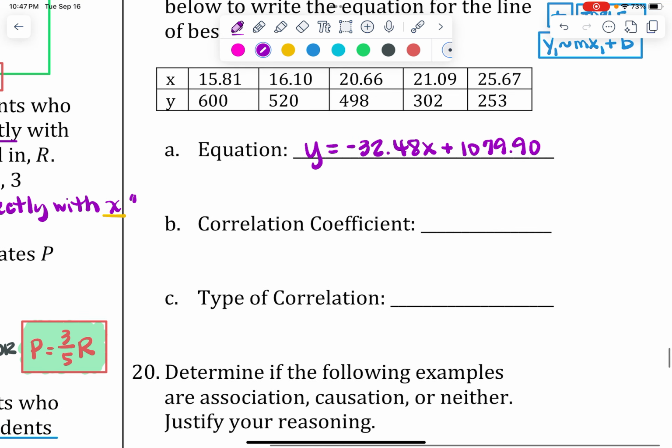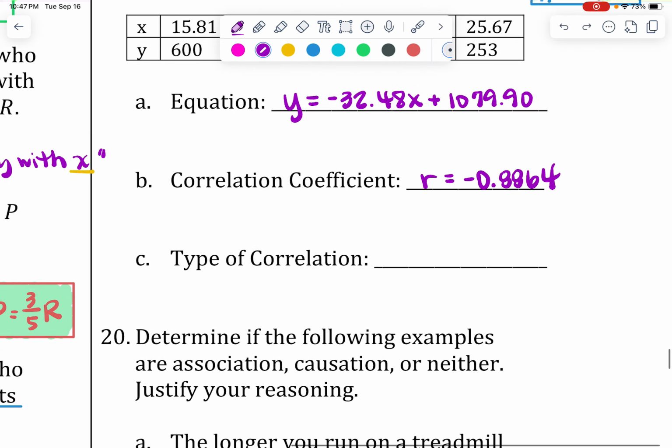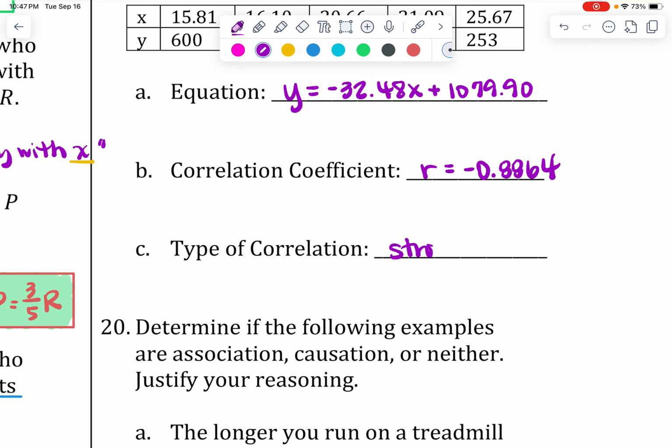Then it wants you to find the correlation coefficient, right? And if you do that, you're going to get negative, I'm sorry, I didn't put my negative. Negative 0.8864. And that is your R. Please make sure you write R equals, right? Because no naked numbers, right? And then the type of correlation, this would be a strong negative correlation, which makes sense because you can clearly see in your Desmos that the dots are following a negative linear trend. Okay.